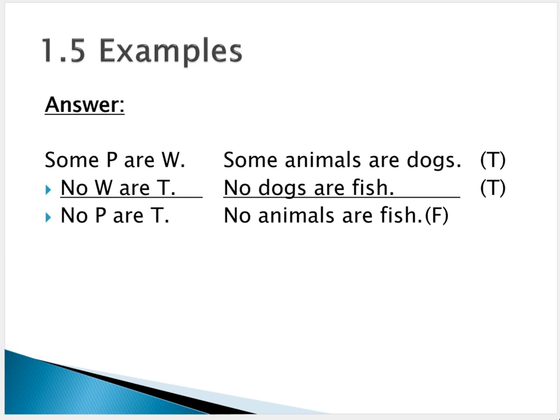So all you have to do is create one. I did one for you. Some animals are dogs. That's a true statement, right? No dogs are fish. Notice the W had to be the same in both. So no dogs are fish. That is a true statement. So it follows, using this argument, that no animals are fish. Well, we know that some animals are fish. So that is definitely false. So we have created a counterexample to that syllogism.